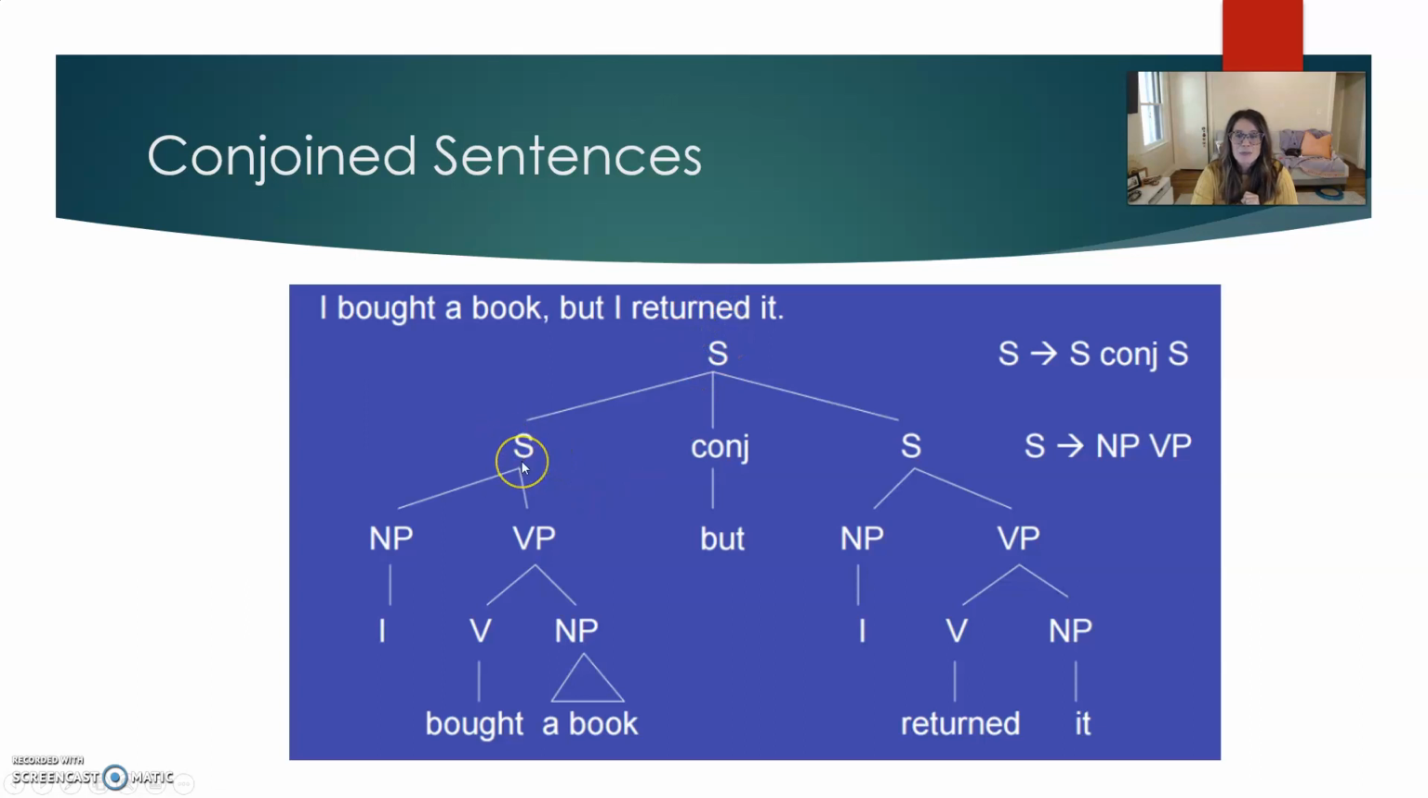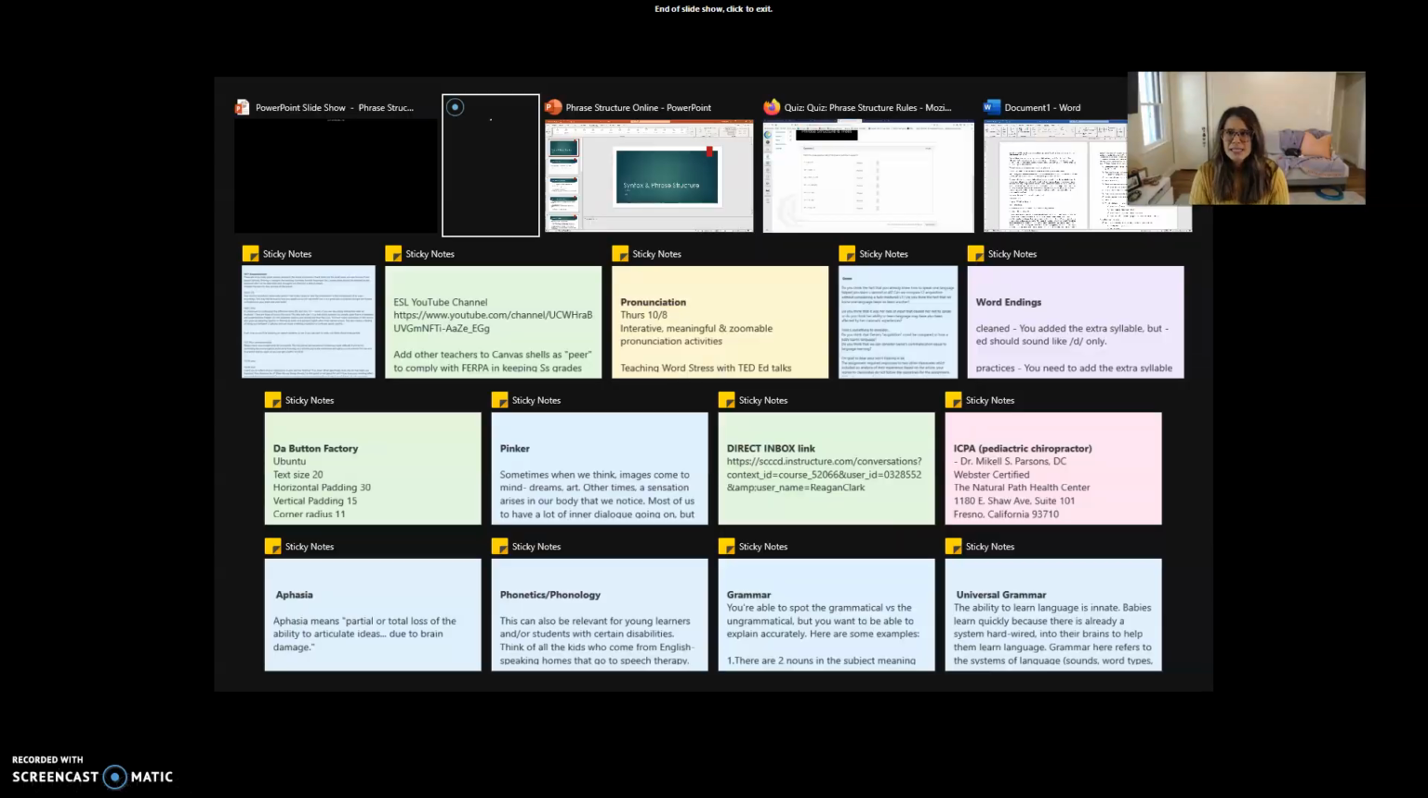So in that sentence, remember that one sentence is an NP plus a VP. And that's exactly what you have here. I bought a book, and here we're doing this triangle because that's showing, we knew that the basic constituents of an NP are the determiner and noun, book. So this is just a shortcut here. And then you have the same thing on the other side, an NP plus a VP, and you can conjoin those two together with a conjunction, okay? So that's the idea.